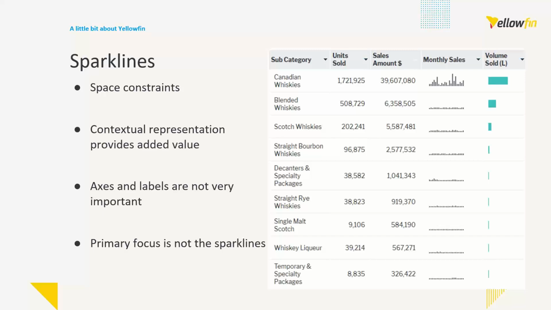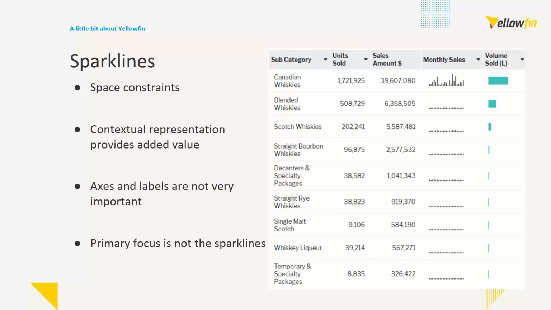When the absence of axes and data labels does not lead to confusion for users. And lastly, when the primary focus of the report does not hinge on sparklines, as condensed representations may not address all inquiries related to the data.